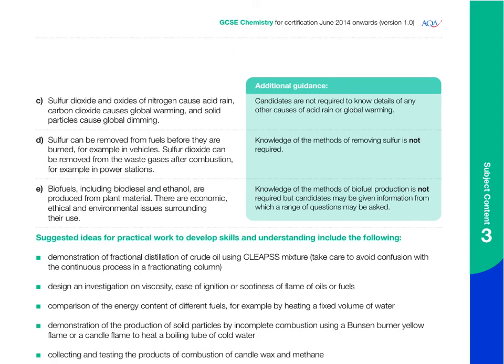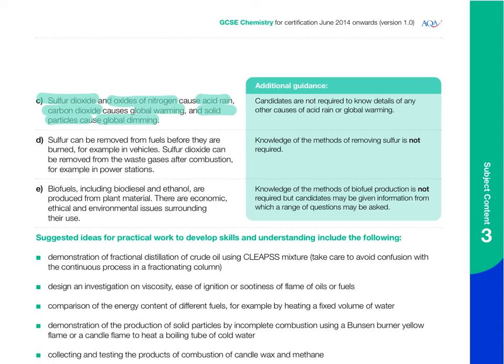Some of the other products of combustion can cause environmental problems. So the sulfur dioxide that we mentioned can be made because of the sulfur in the fuels, and the oxides of nitrogen can both cause acid rain. The carbon dioxide can cause global warming, and those solid particles, things like the unburnt hydrocarbons and the carbon that might be made in partial combustion, can cause something called global dimming. The particles get in the way of the light and we can't see the sunlight quite so much.